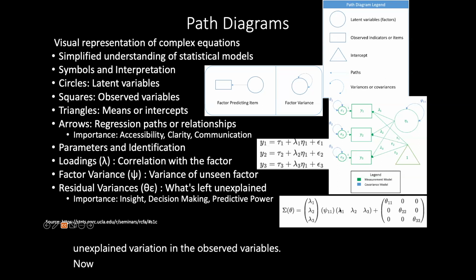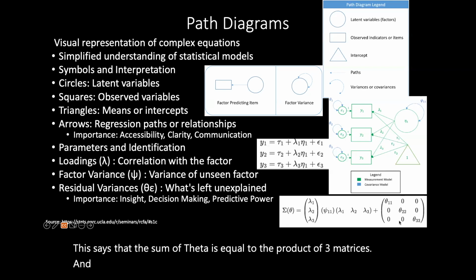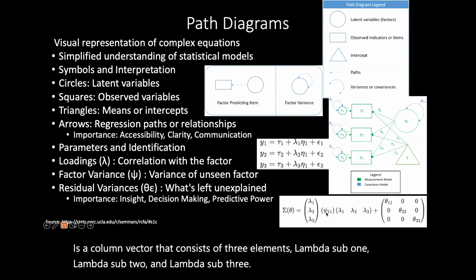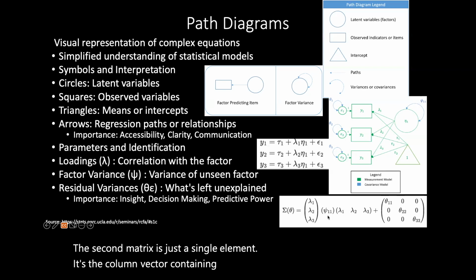Now, let's look at the last equation on the bottom right. This says that the sum of theta is equal to the product of three matrices and the addition of another matrix. The first matrix is a column vector that consists of three elements, lambda sub 1, lambda sub 2, and lambda sub 3. The second matrix is just a single element. It's the column vector containing the element psi sub 1,1.